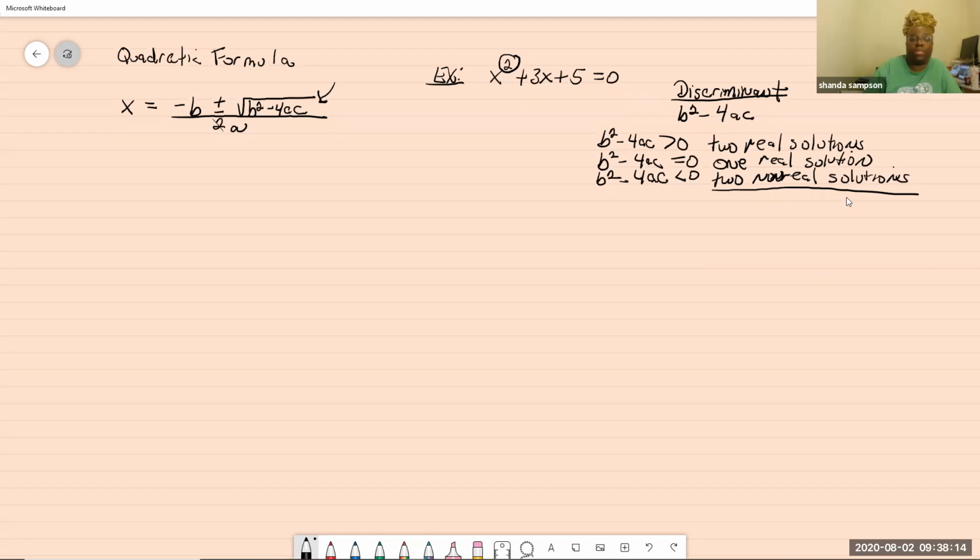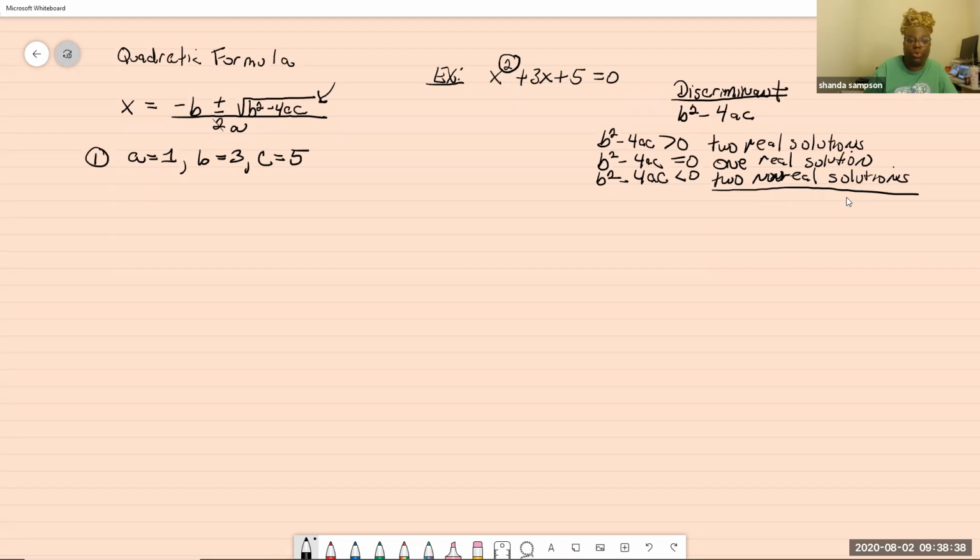So what's our steps? Let's jump right into this part. What are our steps? The first step is to identify A, B, and C. And in our example, A is equal to 1. Remember, A, B, and C are numbers. Please don't put X's next to them. Your instructor will mark you wrong. B is equal to 3, and C is equal to 5. Right? And then we just plug them in.